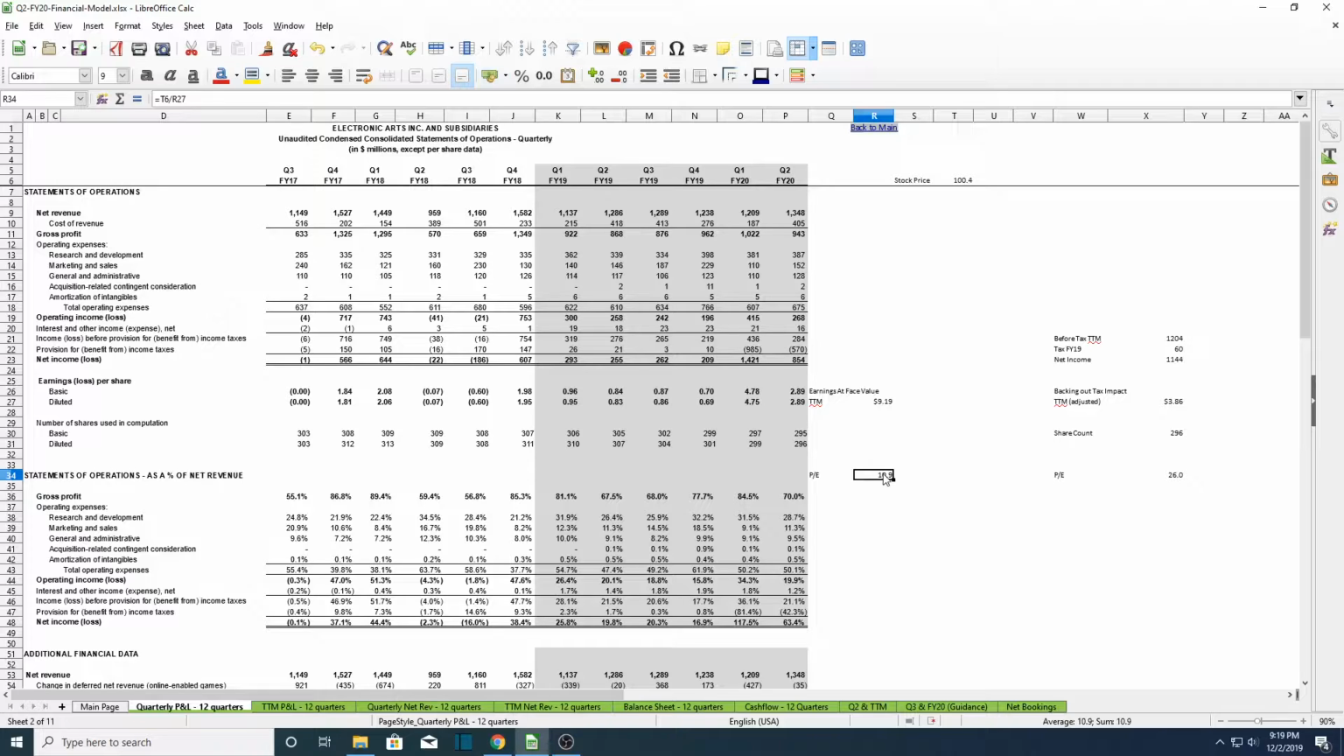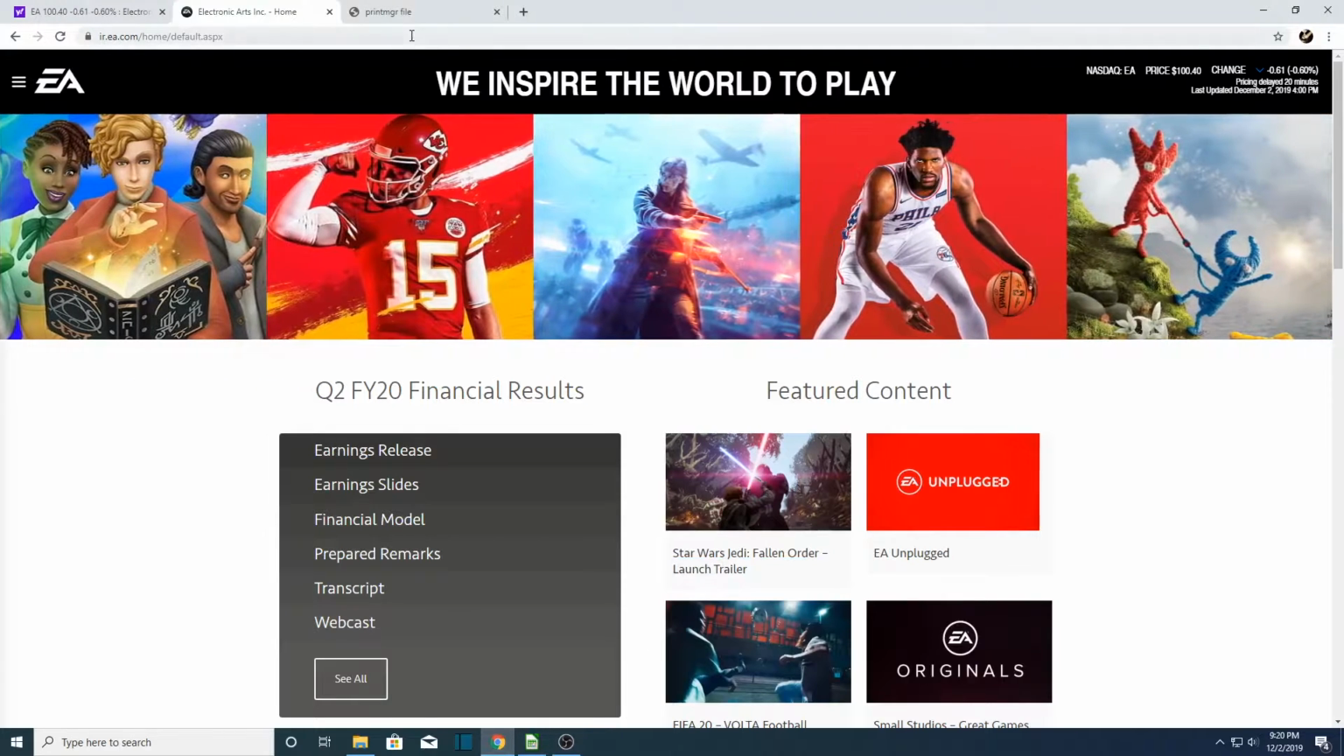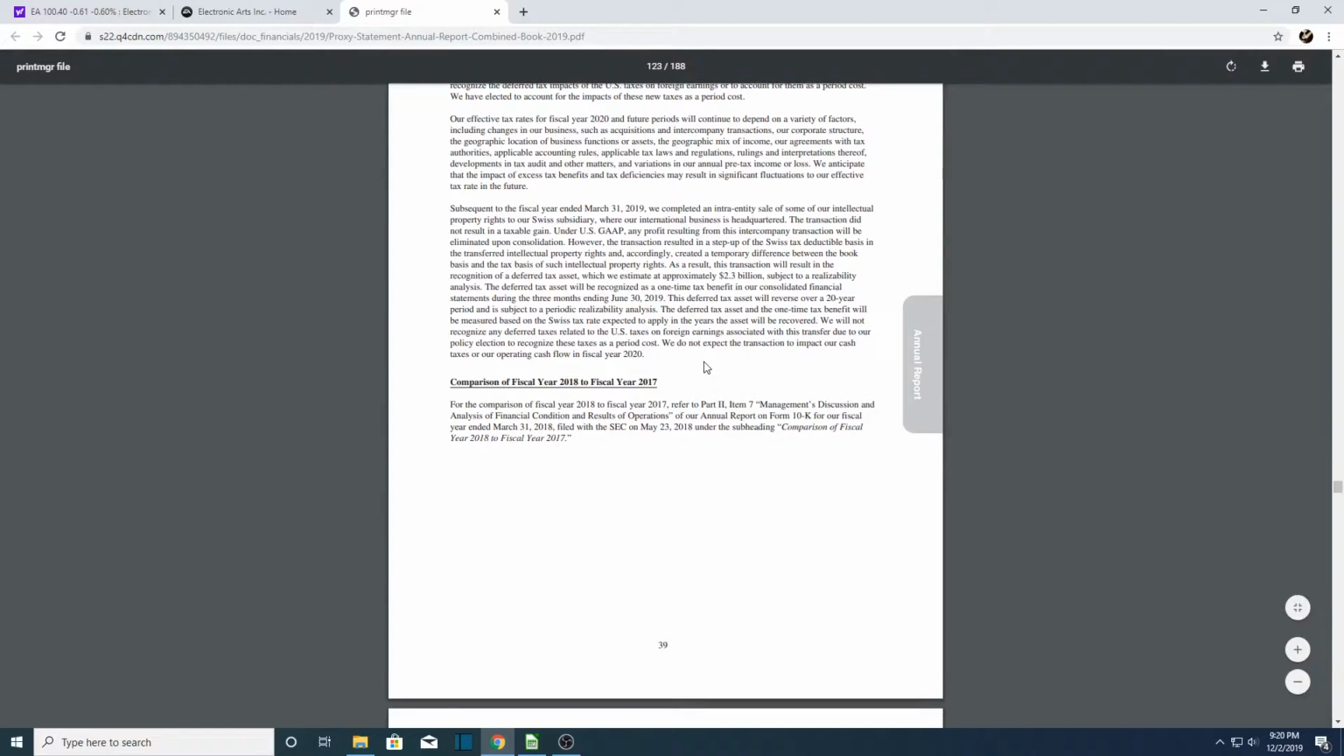And you can see that really skews the numbers quite a bit, because if we back out this tax impact, we'll actually see that we end up closer to 26 times earnings. You could argue a few different ways of backing out that one-time tax benefit, but hopefully this gives you an idea of just how much of an impact an event like this can have on that price to earnings.